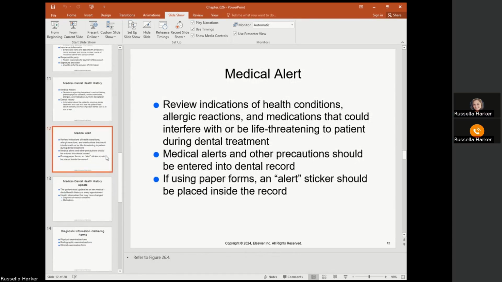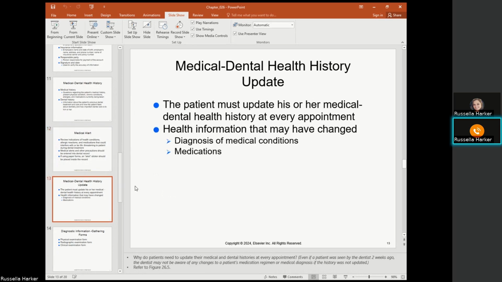A medical alert, like I said, reviews indications of health conditions. A medical alert would be if they were allergic to a medication, especially something that we prescribe often. We would need to have that alert in there so that we did not prescribe that medication to the patient and make them ill or worse. So we should enter any medical alert into the dental record. If it was a paper chart, we would use an alert sticker on the inside of the record. We would never place anything on the outside of the record because that is a HIPAA violation.